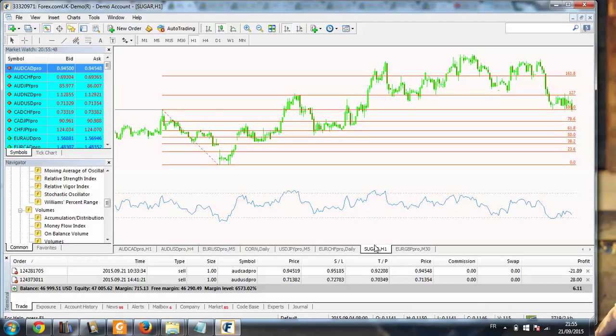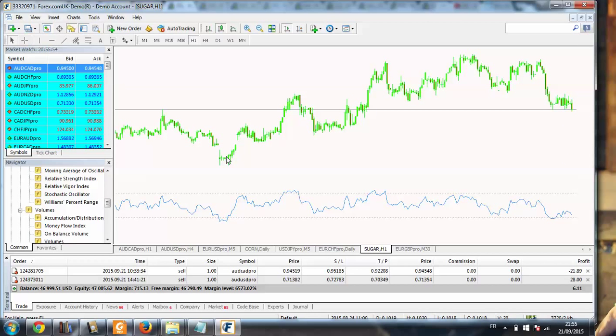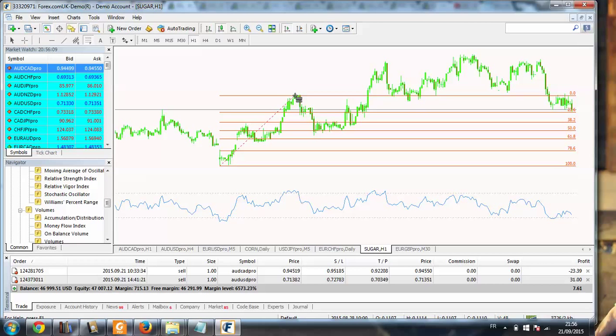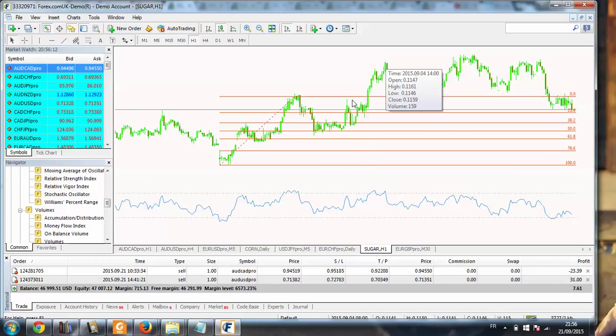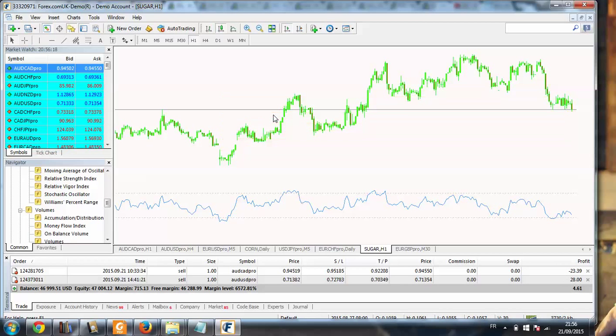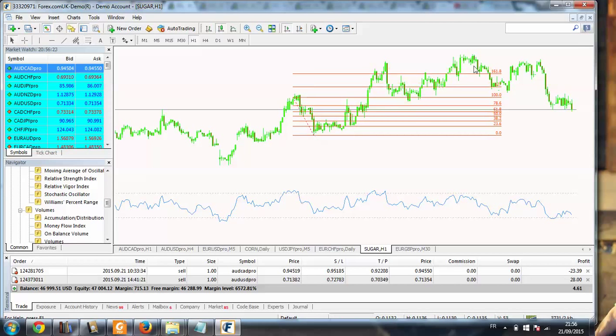For example, here, if you observe, there is an impulsive move, then a correction, then another impulsive move, then a correction of 15%. I think that it is a 15%. Yes, it's a 15%, then the price goes up to target a Fibonacci extension of 161.8%.